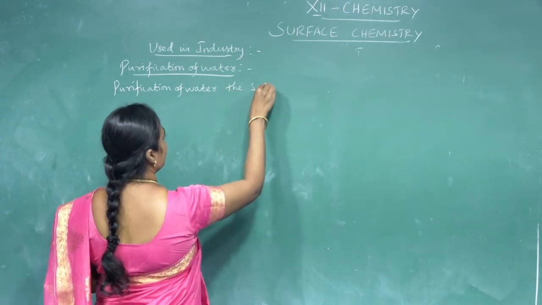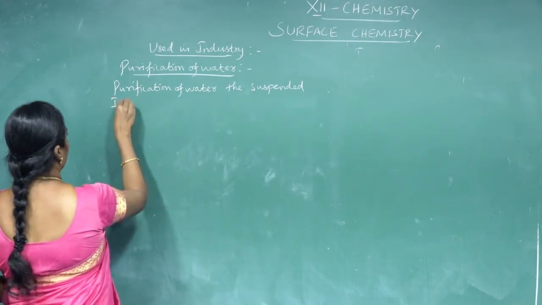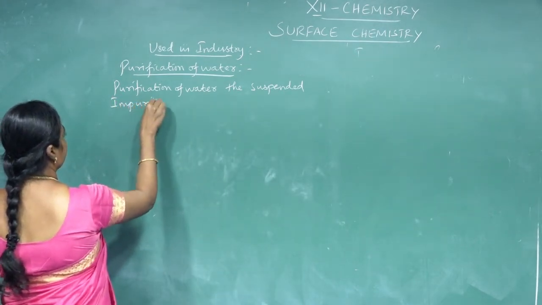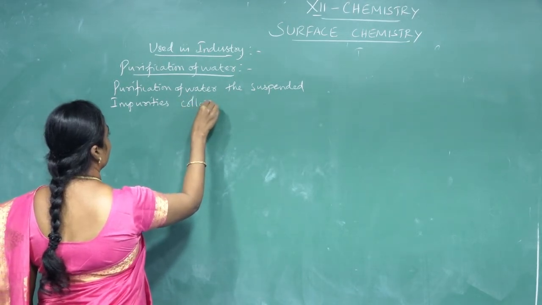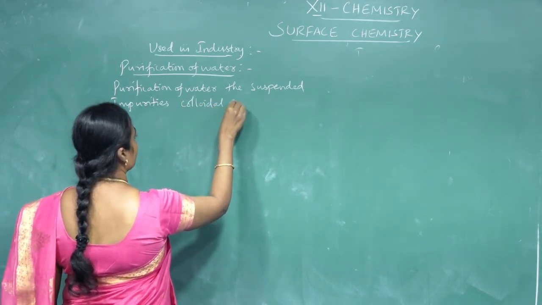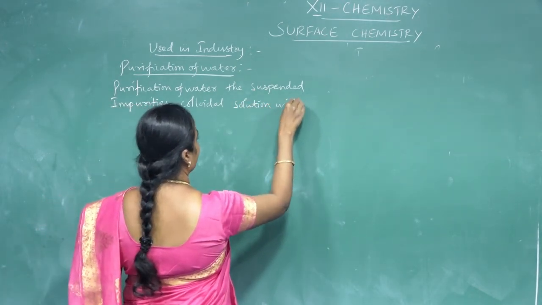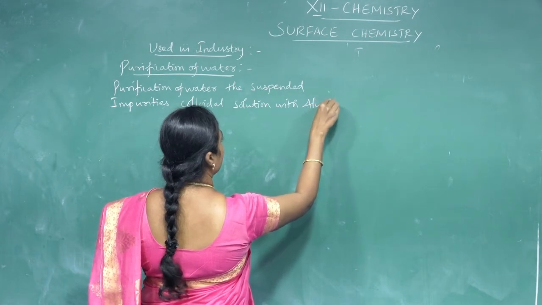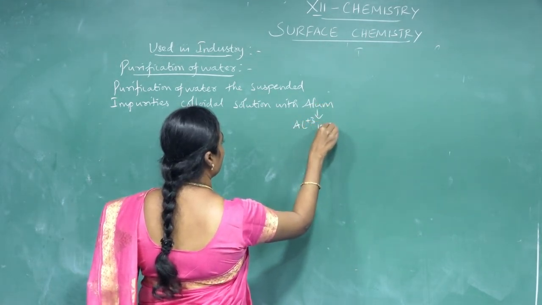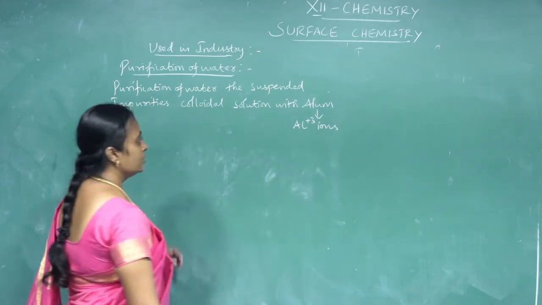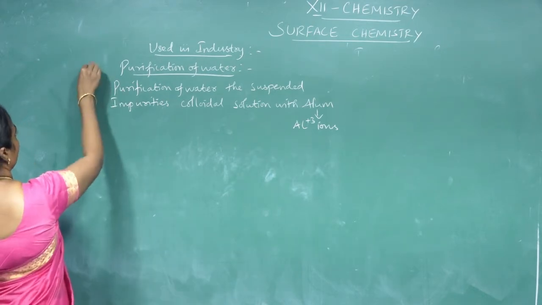So in purification of drinking water, the suspended impurities form a colloidal solution with alum. The alum contains aluminium plus 3 ions. This is the first use, in the form of purification of water.